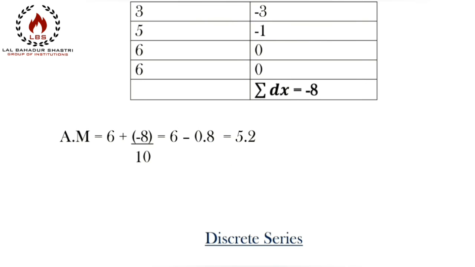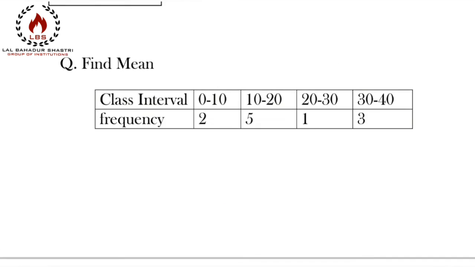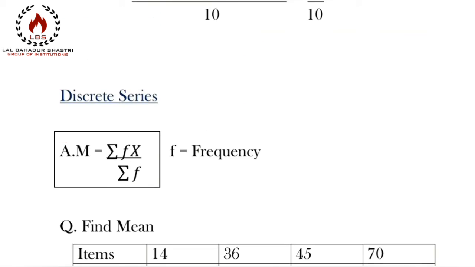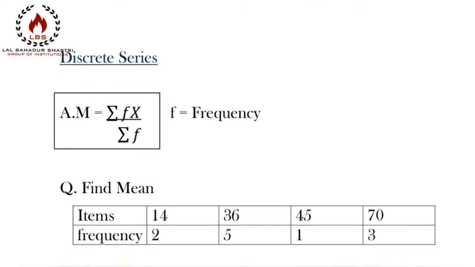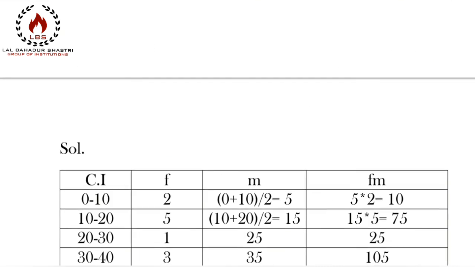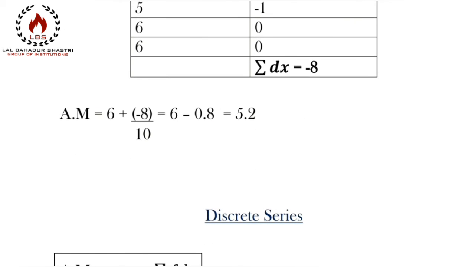Now check whether this answer is correct or not. Here it is 5.2. When we used the direct method, we got the same answer, 5.2. And now when we use the shortcut method, we have got the same answer, that is 5.2.